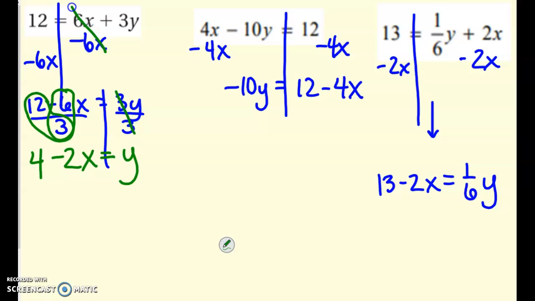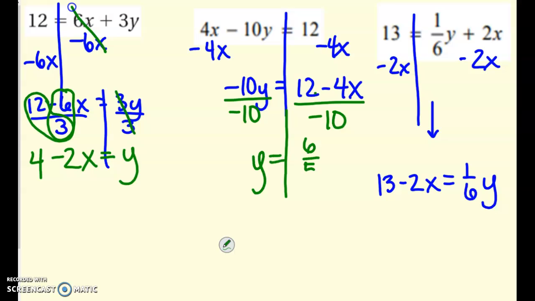Okay, in the next one I still need to divide by negative 10, so all of this on the right hand side gets divided by negative 10, and then rewrite it and simplify it. So 12 over negative 10, if you simplify that fraction, would be negative 6/5, and then negative 4 over negative 10 would simplify to positive 2/5 with an x.